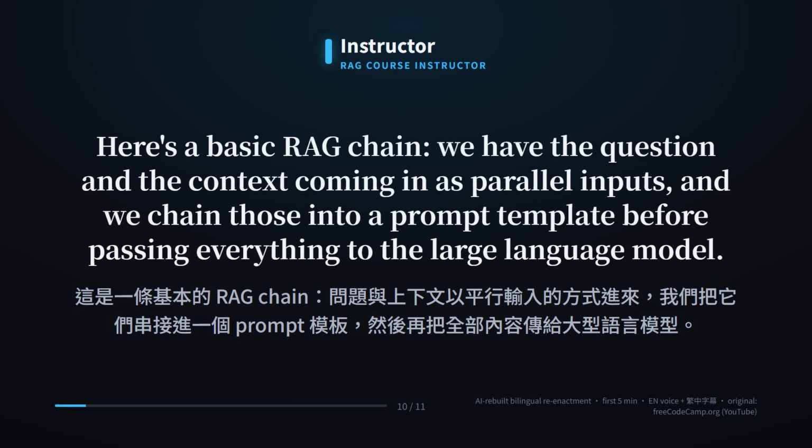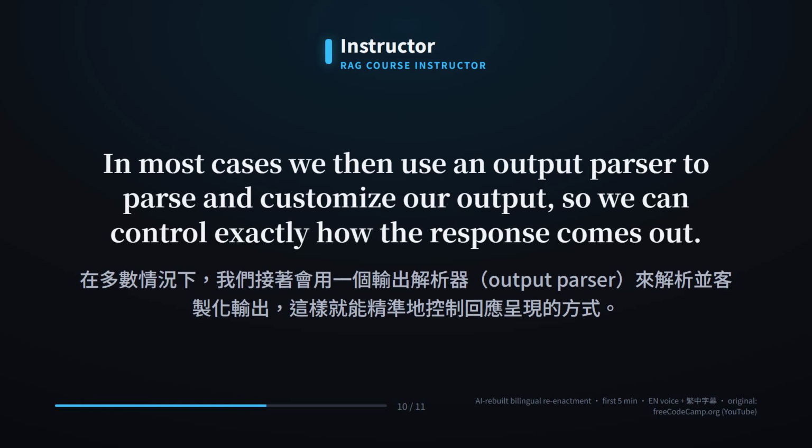Here's a basic RAG chain. We have the question and the context coming in as parallel inputs, and we chain those into a prompt template before passing everything to the large language model. In most cases, we then use an output parser to parse and customize our output, so we can control exactly how the response comes out.